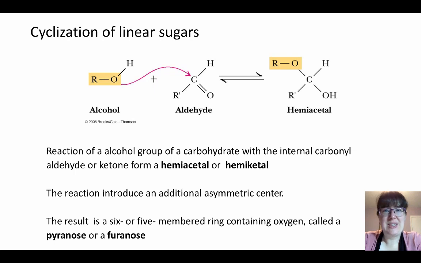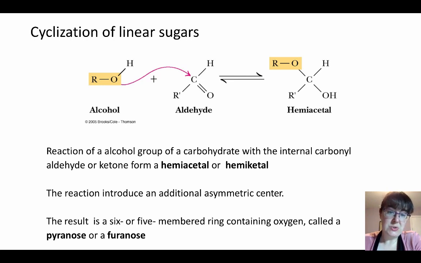Now that we've looked at the things that are linear, we're going to go ahead and cyclize things. You probably noticed that there are lots of alcohol groups on there. When you take one of those alcohol groups and that oxygen does an attack on the carbonyl carbon of that aldehyde, or it could be our ketone, if it's an aldehyde, you get a hemiacetal. If it was the carbonyl carbon on the ketone, then we would get a hemiketal. Here, the reaction is drawn with the hemiacetal.